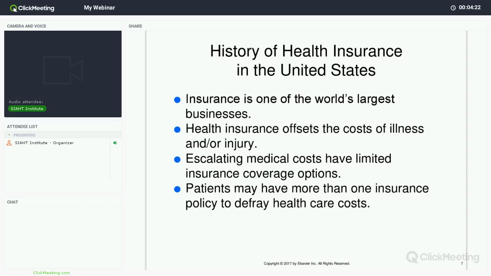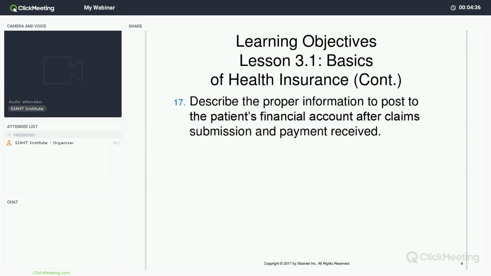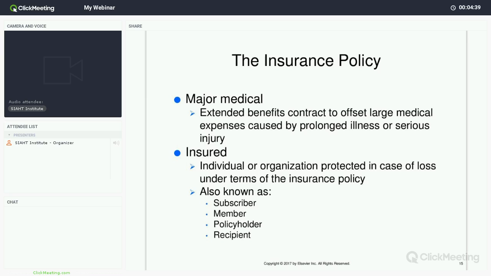Health insurance offsets the cost of illness. Medical costs have limited insurance coverage options. Therefore, patients may sometimes need more than one insurance. The policy basically is a major medical policy, that is benefits that are extended to offset medical expenses caused by prolonged illnesses or serious injury.